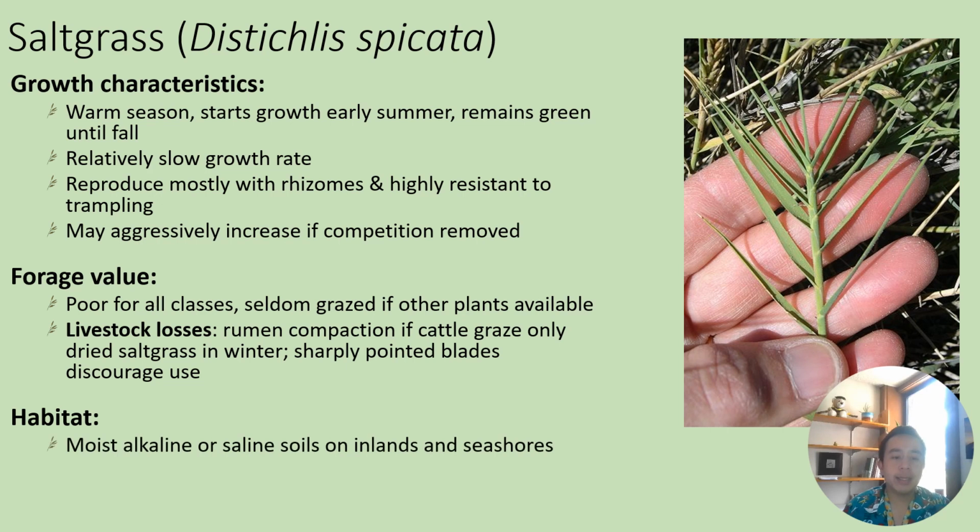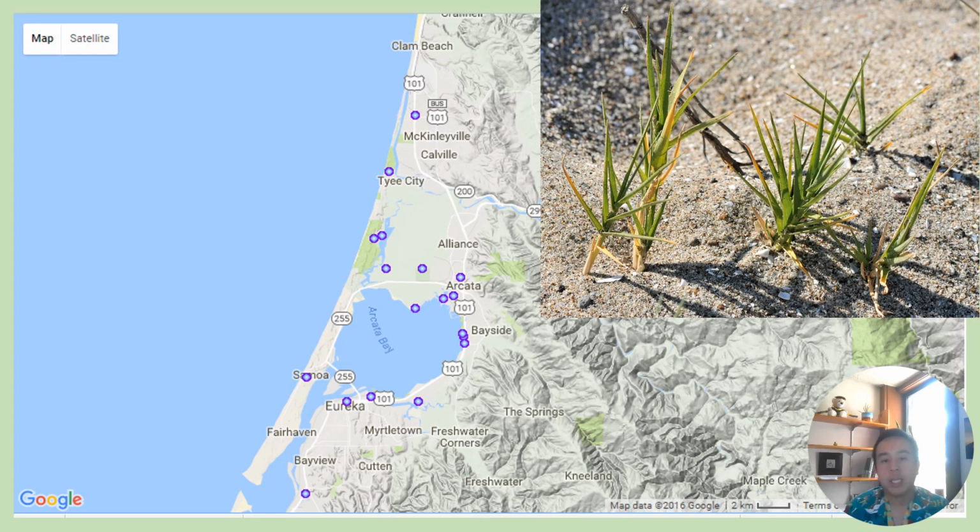In terms of its habitats, it typically occurs in mostly alkaline or saline soils on inlands and seashores, and is frequently dominant within its particular range or habitat. And so here you can see saltgrass growing more locally around our campus, around Cal Poly Humboldt and Arcata Bay. So if you're interested in seeing it in person, you can go check it out. And you can find these occurrence records on Cal Flora or on the Jepson Flora, or also on iNaturalist, but with less confidence.